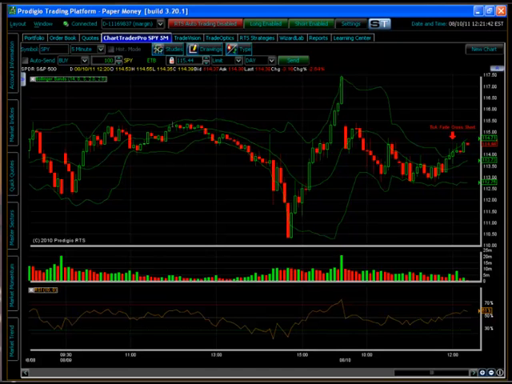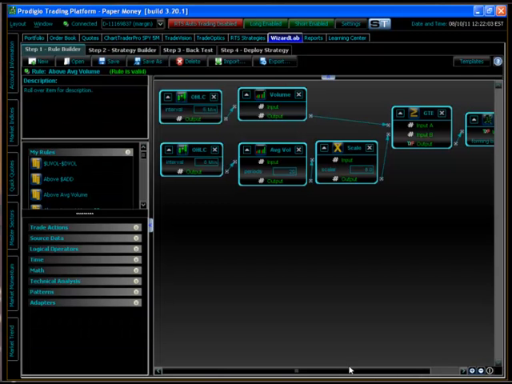So let me walk you through how you would build this, and then we'll talk a little bit about how you could tweak this in order to change the parameters, add more filter conditions, or perhaps add other confirmations, such as building in bullish or bearish trend identification as more confirmation. So let's get started with Wizard Lab.